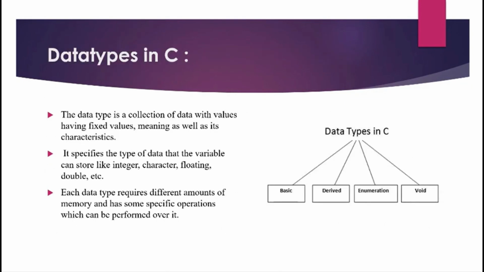Now the data types in C. A data type is a collection of data with fixed values, as well as its characteristics. Data types in C are four: basic, derived, enumeration, and void.